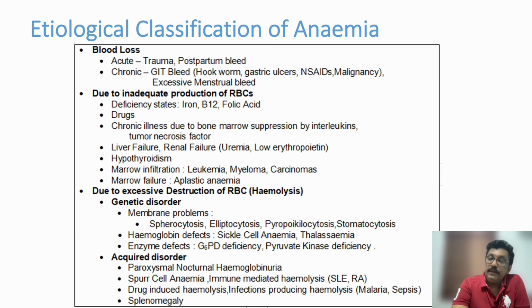Splenomegaly: normally the spleen destroys the older RBCs, but when the spleen is enlarged due to any cause, it can destroy RBCs or platelets, so you can get anemia or thrombocytopenia in splenomegaly.